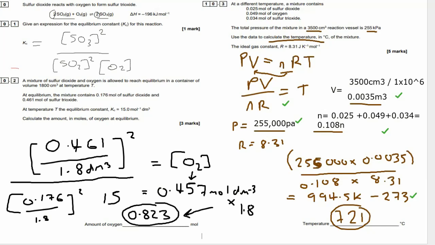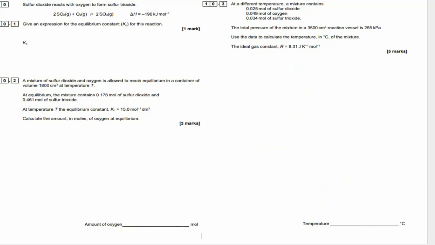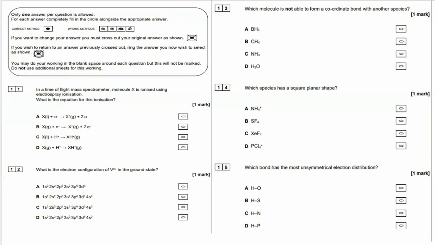Okay, we're on to the multiple choice questions now, guys. Only 1 answer per question is allowed. For each answer, completely fill in the circle. What I'm going to do here is use some examples where I get the answer wrong, and I show you how to cross out the answer. And then if you decide that your crossed out answer is actually right, you need to put a circle around it to indicate to the examiner it's right. Don't put ticks or anything like that.